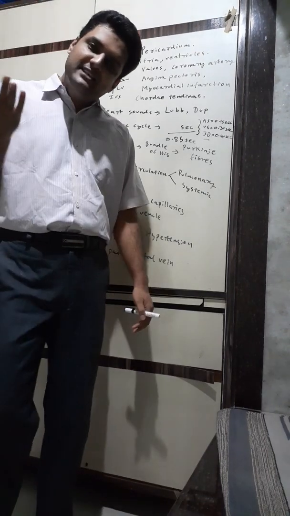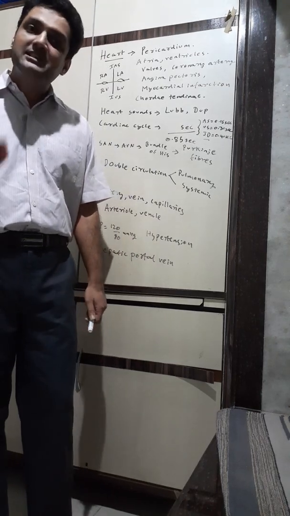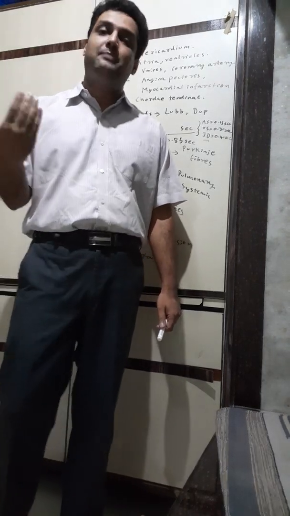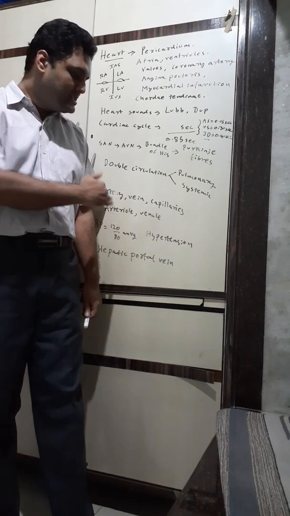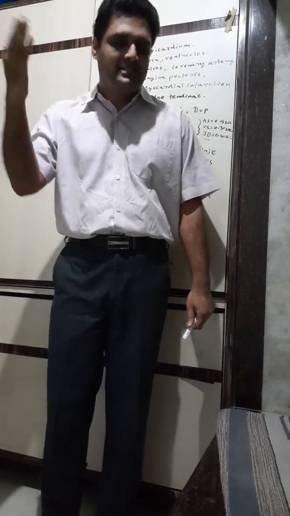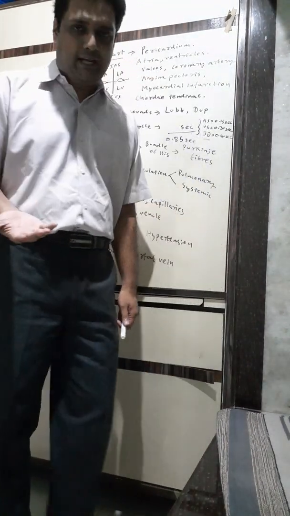If the blood pressure increases above 140 by 90 mmHg, it is called hypertension, high blood pressure. If it goes low, below 100 by 60, it's called hypotension.